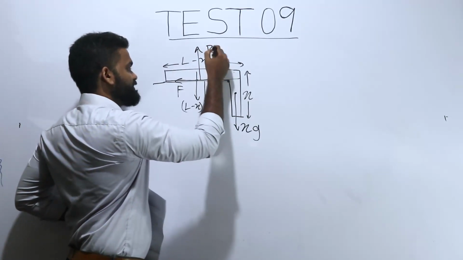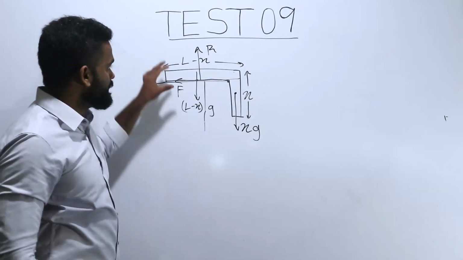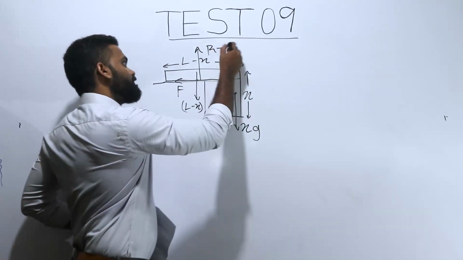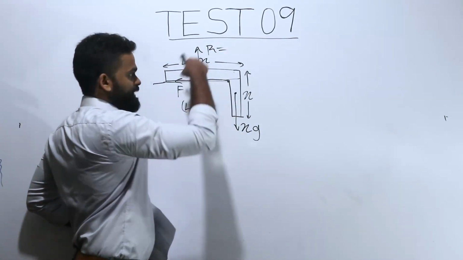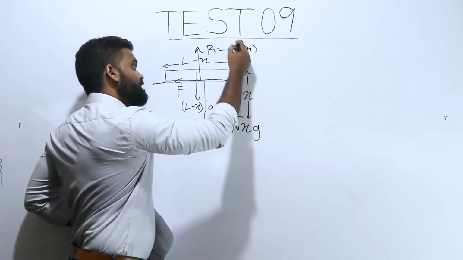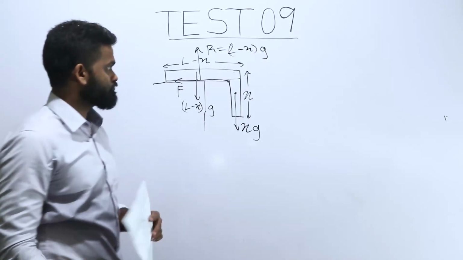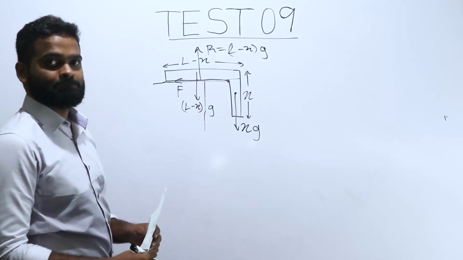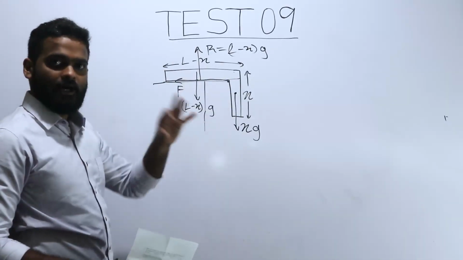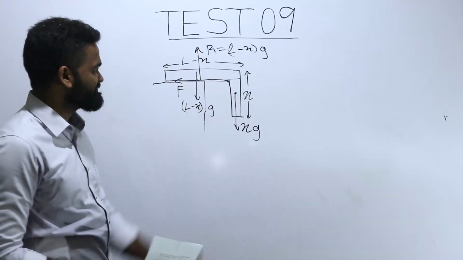I will say normal reaction as capital R. Then it is obvious that normal reaction also should be equal to the weight here, because there are no vertical forces. So that should be L minus Xg. Okay. So all the forces required are marked now.